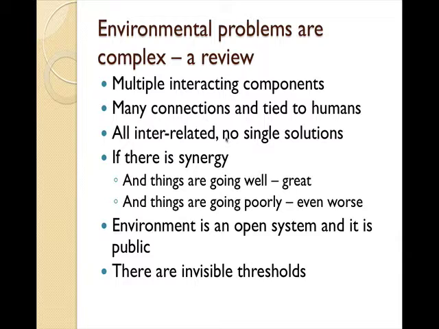So first, a review of why environmental problems are so complex and complicated. They have multiple interacting components of all the processes that happen in the environment, all the processes that happen in society, all the processes that happen in the economy. There's many connections between these components, and many of them are tied to humans, and humans are making decisions and moving quickly through their economy and sociology, so this causes lots of disruptions and uncertainty, as we saw before.